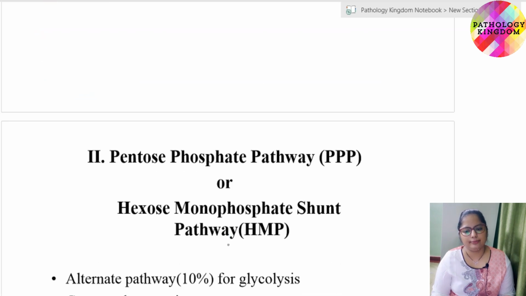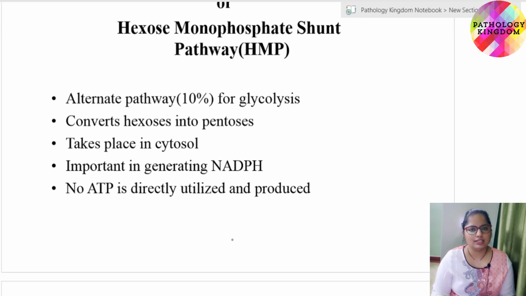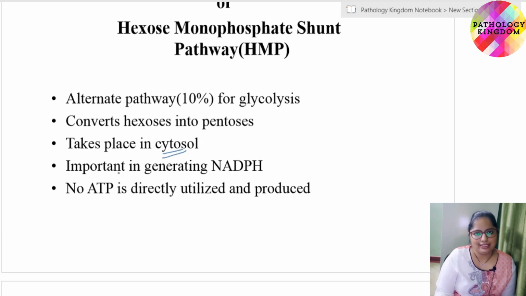Now coming on to the next pathway, that is pentose phosphate pathway or hexose monophosphate shunt pathway. This is the alternate pathway for glycolysis. It converts hexoses into pentoses, 6 carbon into 5 carbon compound. It takes place in cytosol, and it is the important cycle in generating NADPH. There is no ATP production. No ATP is directly utilized or produced. There is production of NADPH.